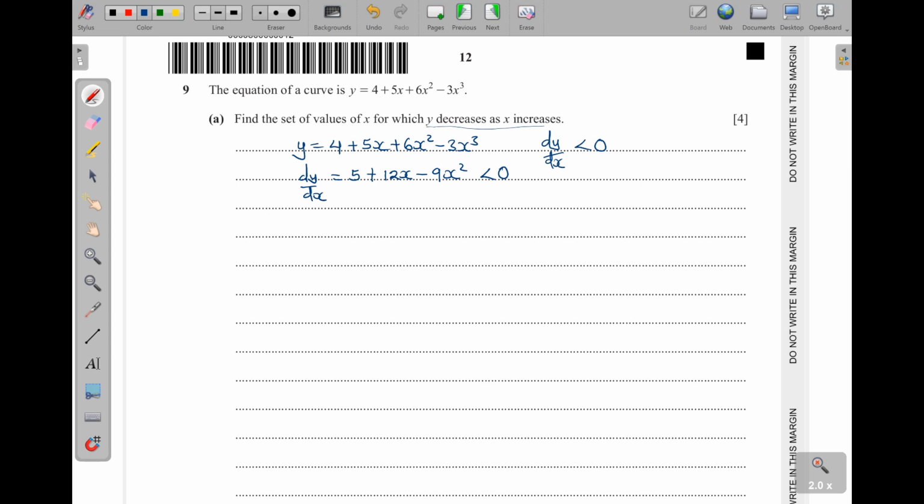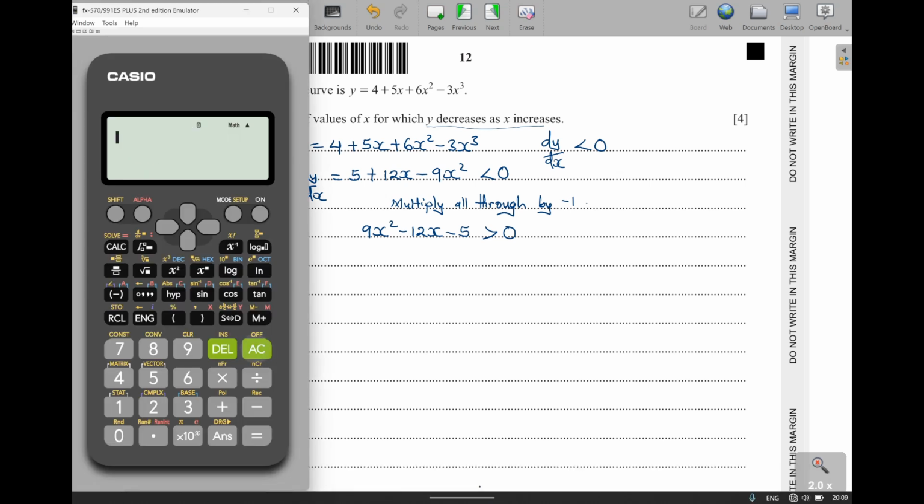I can choose to multiply it all through by -1. Why am I doing so? I want to deal with the positive coefficient of x squared. So we shall have 9x squared minus 12x minus 5. Now, of course, for inequalities, when you multiply or divide through by a negative, the sign changes. So I will change this sign to this. Then, without wasting time, I'm supposed to solve that quadratic.